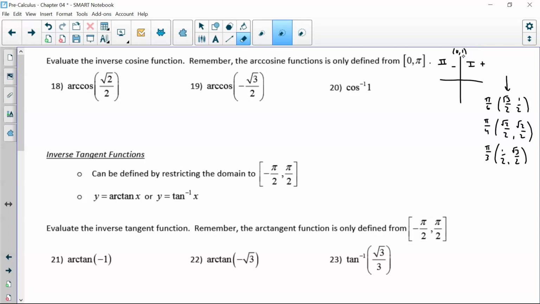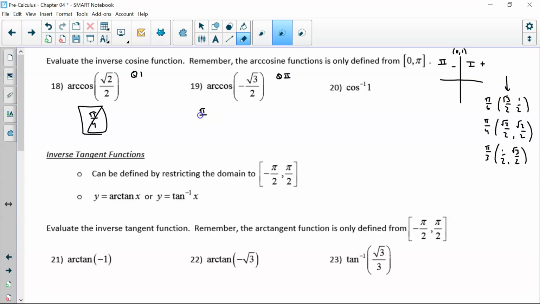We might need that. So the arc cosine, or the cosine inverse of root 2 over 2, it's positive, so it's in quadrant 1. And when root 2 over 2 is x, that's pi over 4. Now negative root 3 over 2. It's negative. So what we have here, we're in quadrant 2. Root 3 over 2, that's when we're at pi over 6.